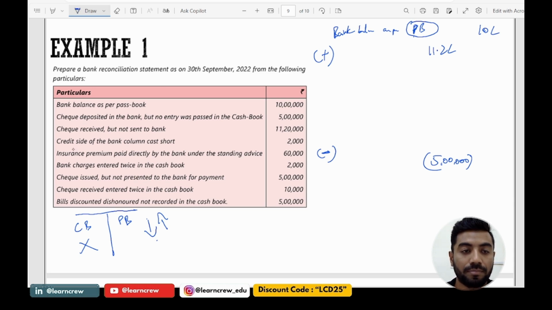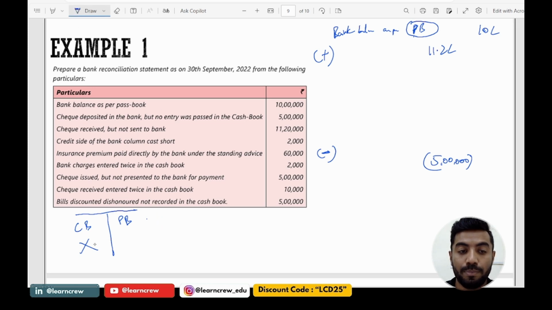Then, credit side of the bank column cast short. So what is happening here? Credit side of the bank column means in the cash book only, because the bank column will come in the cash book only. So the credit side of the bank column is less in the cash book, which means in the passbook, it is more.